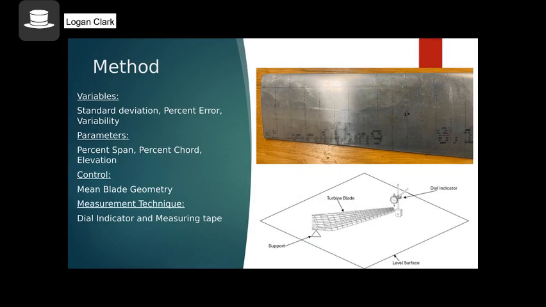The variables for our experiment are standard deviation, percent error, and variability of the geometry across the blade. Our parameters include the percent span, the percent chord, and the elevation of the blade. The control used for computation was the mean blade geometry, and the measurement method involved using a dial indicator and measuring tapes.